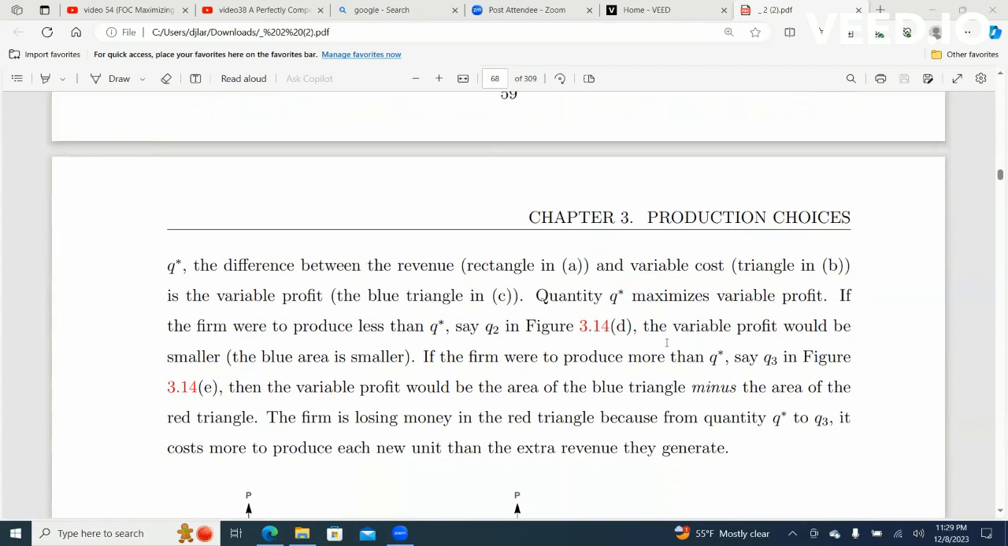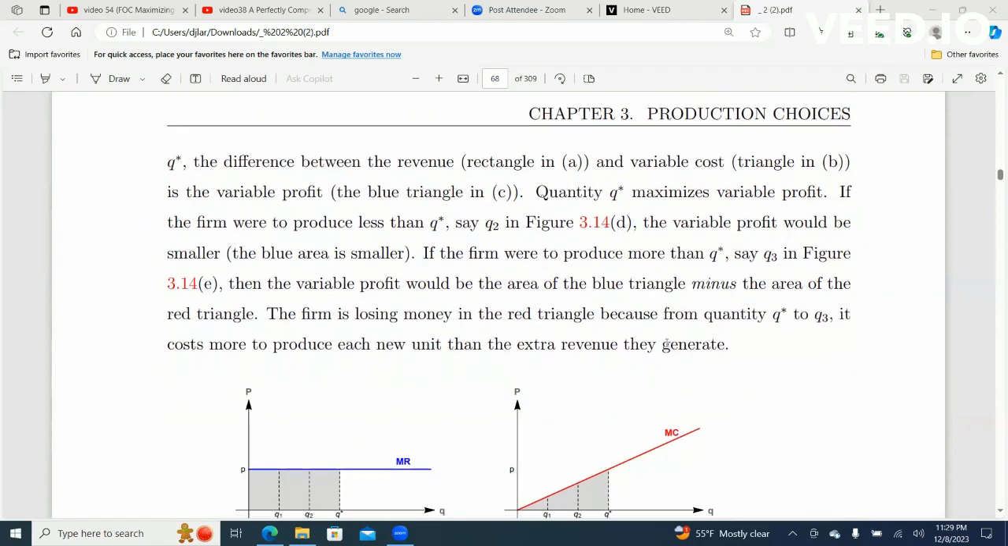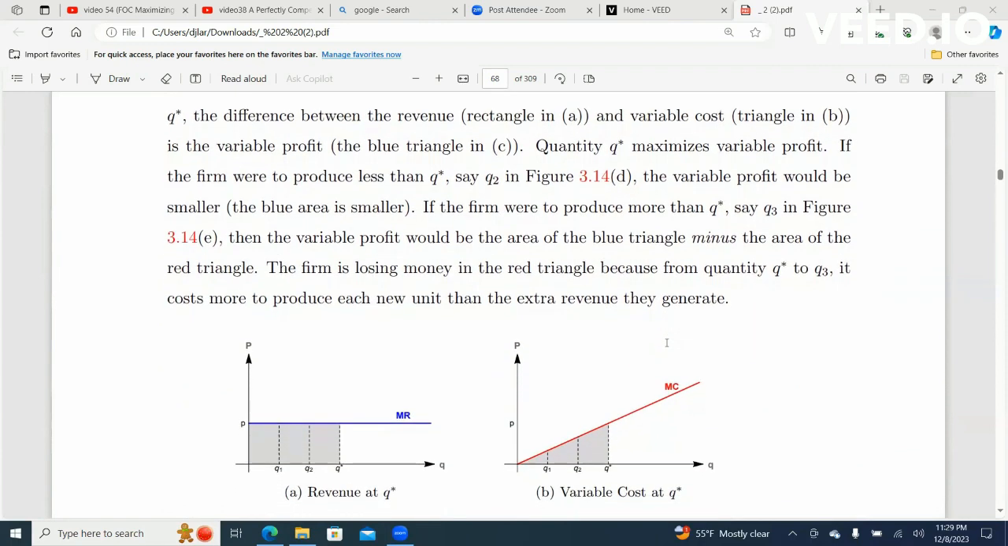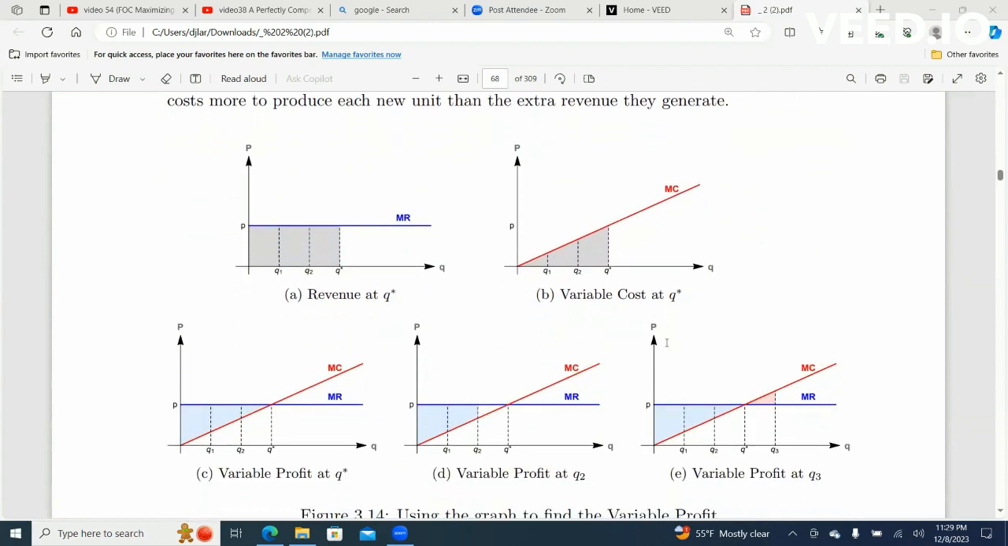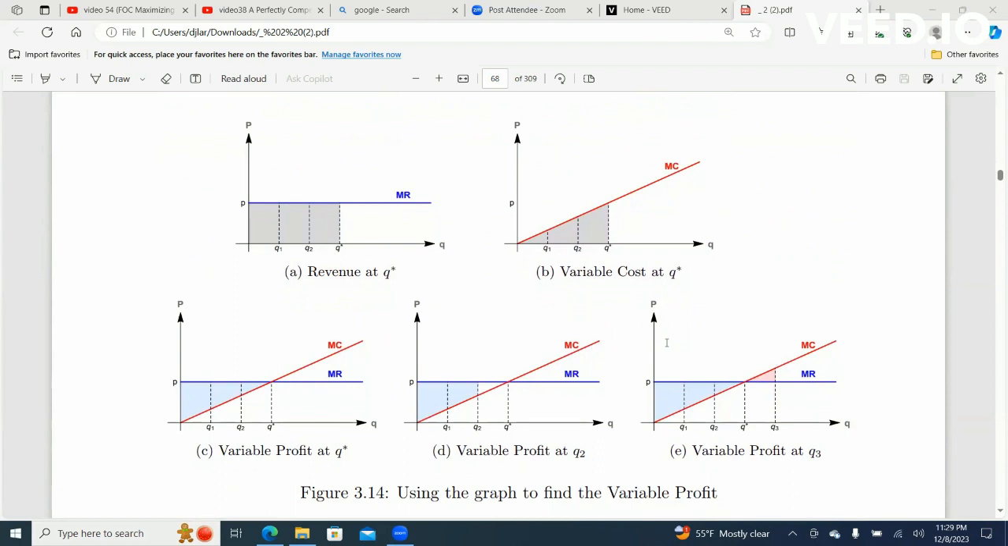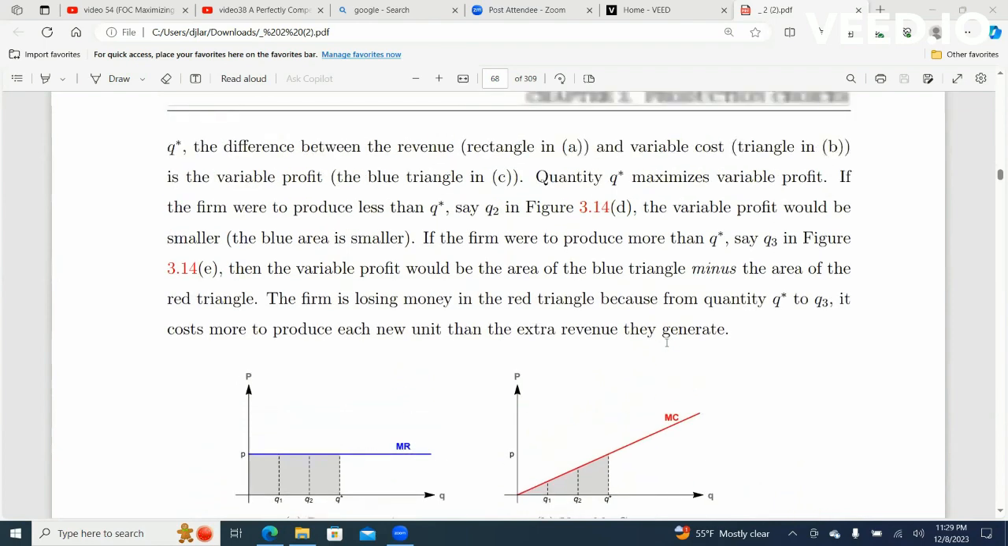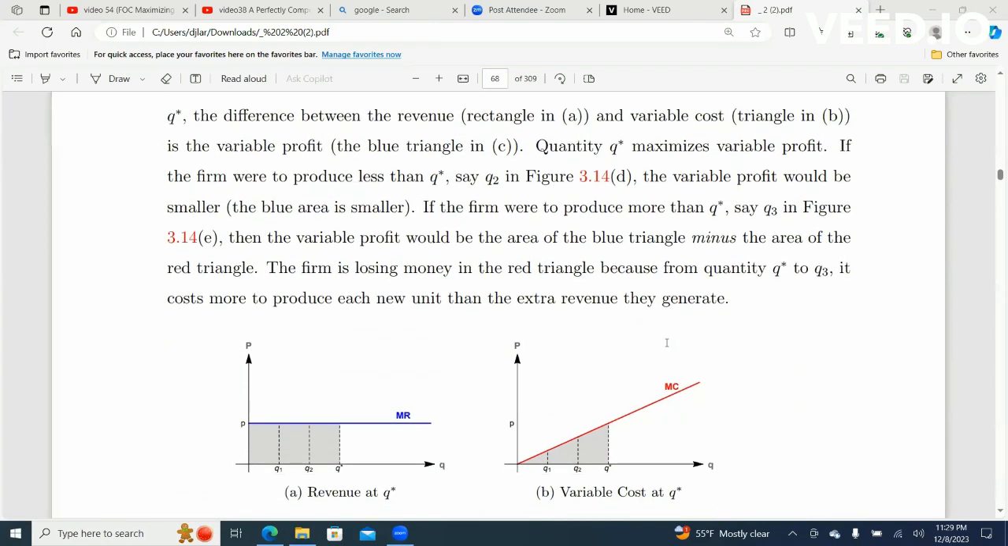Consequently, when the firm produces Q star, the difference between the revenue rectangle in A, we can see it now there, and the variable cost triangle in B, that is the variable profit, the blue triangle in C. So they take A and B and they subtract them and they get that. So it's not profit, it's the total revenue is A, the total cost is B, so the profit would of course be the revenue minus cost, which is going to be that in C. So we see that as obvious there. It's starting to become very obvious what these graphs mean.